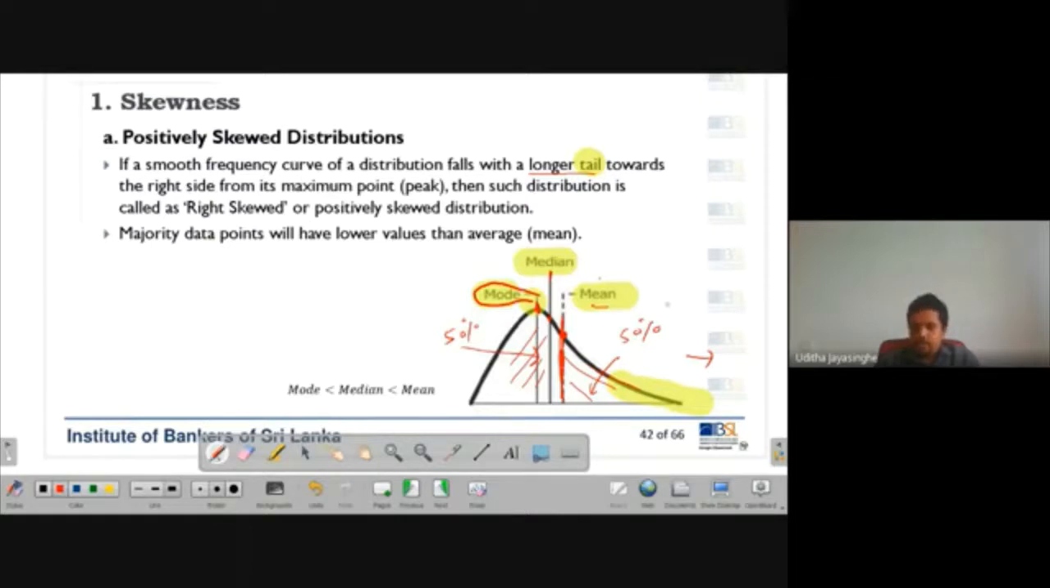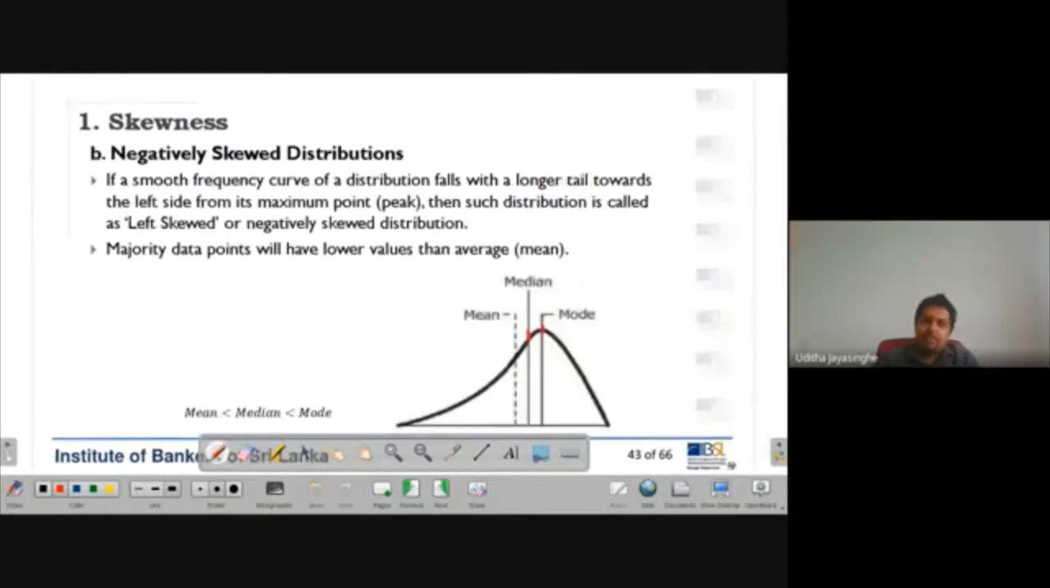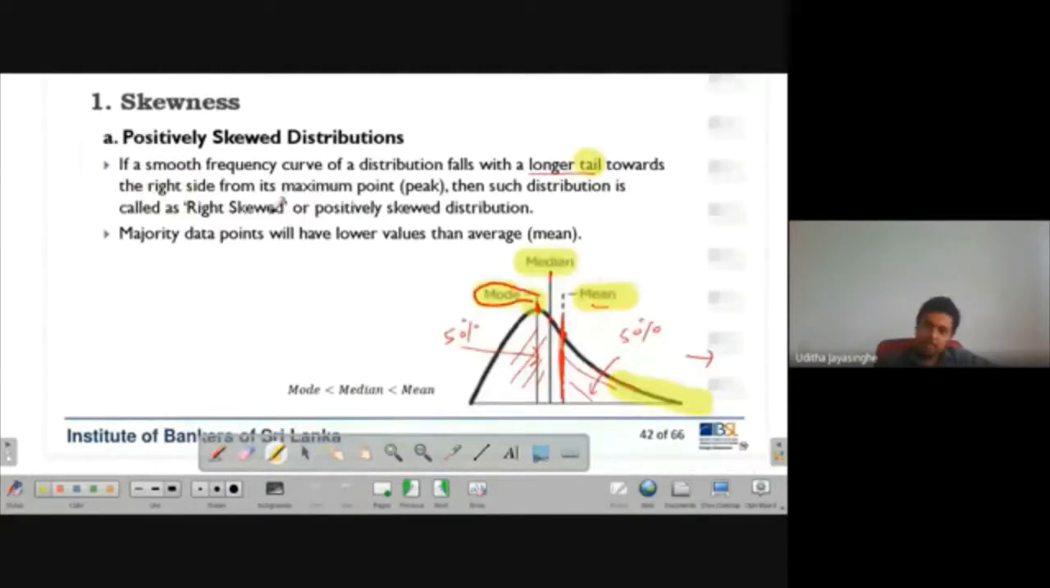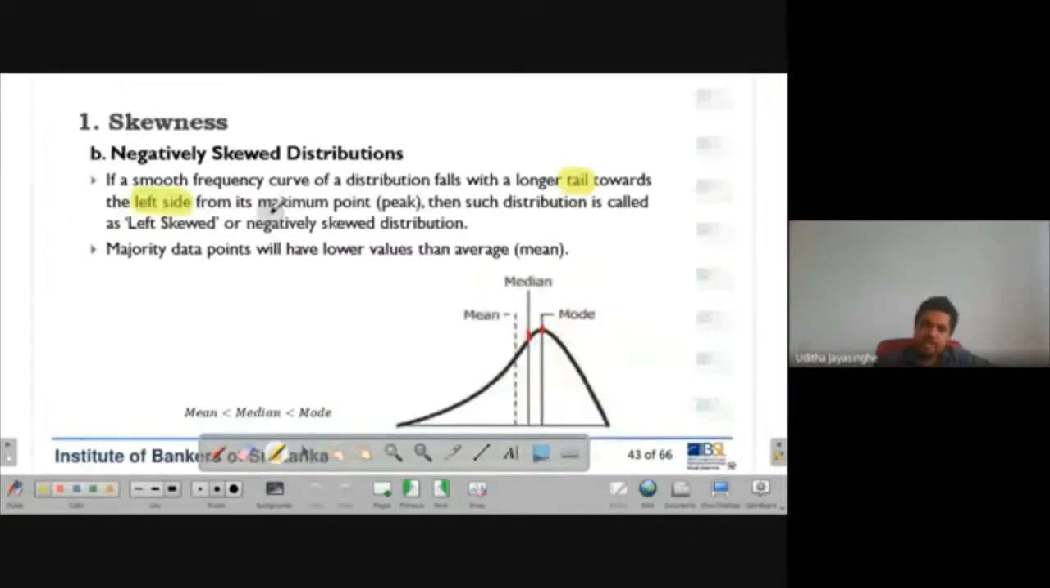Okay. With that, we don't have to spend more than a couple of minutes to discuss the negatively skewed distributions. This is perfectly the other side. If a smooth frequency curve falls with a longer tail towards the left side from its maximum point, such a distribution is called left skewed or negatively skewed. What is the previous one? Right skewed or positively skewed. This one, left skewed or negatively skewed.